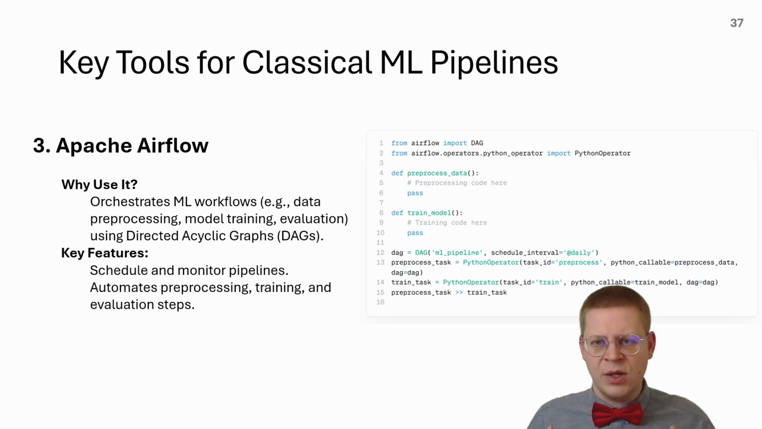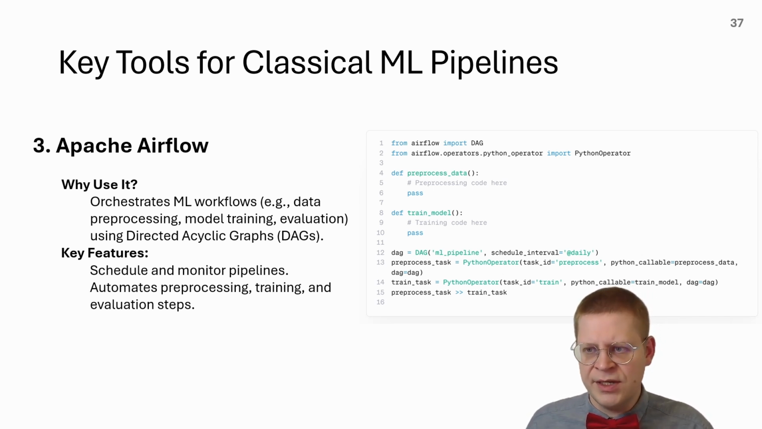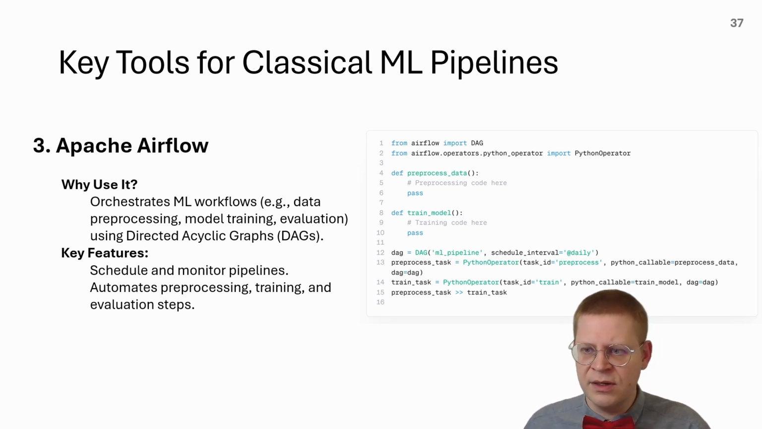And our third key tool is Apache Airflow, which is all about orchestrating more complex ML workflows. If you are dealing with multiple steps like data extraction, preprocessing, model training, and evaluation, Airflow helps you manage them in a directed acyclic graph, or DAG. Each step becomes a node in the DAG, and Airflow handles the flow from one step to the next. Why use it? Well, because beyond just training a model once, you might need to schedule daily or weekly runs, and Airflow lets you define and monitor these pipelines effortlessly.